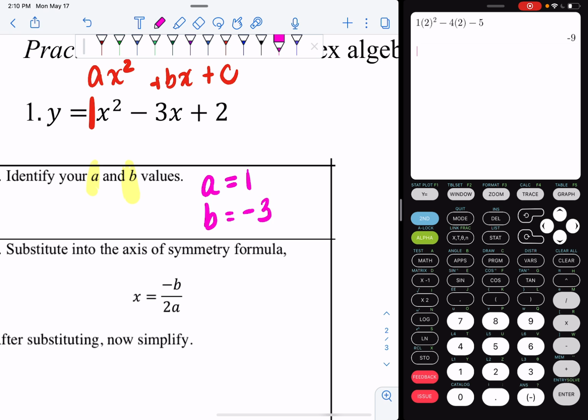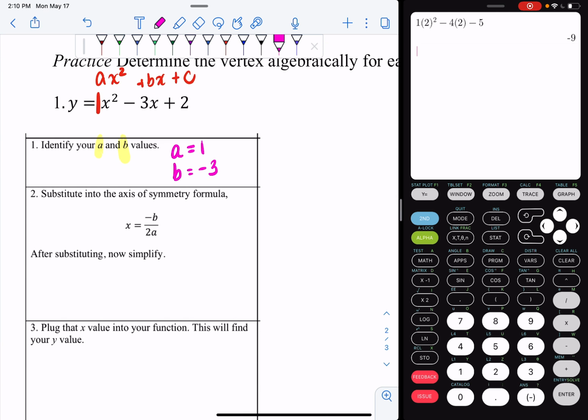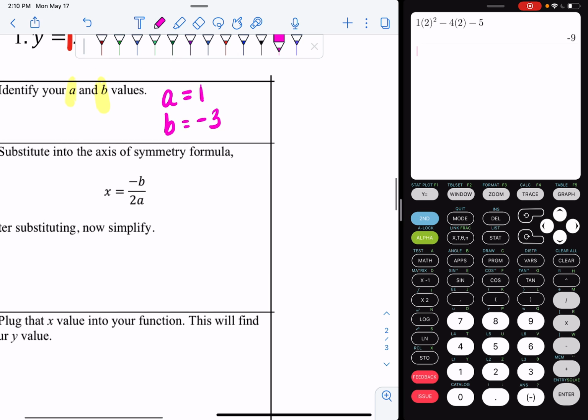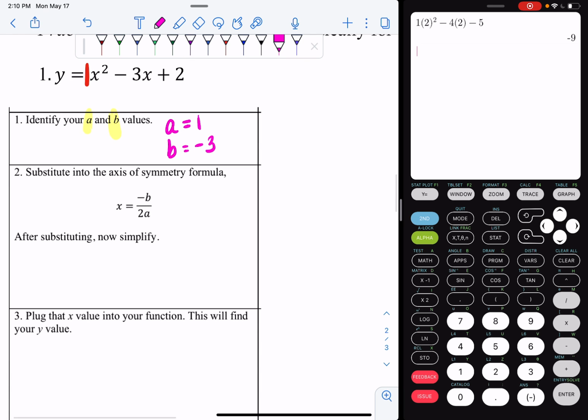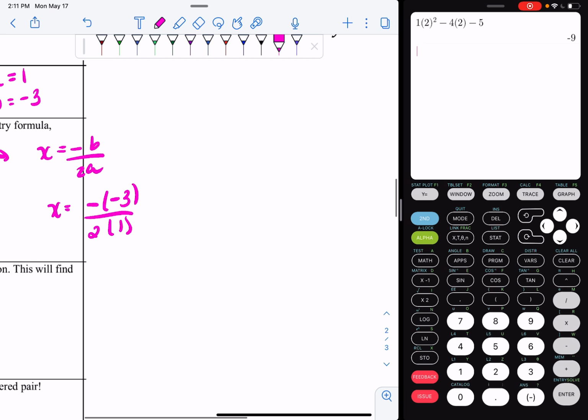So now we substitute into the axis of symmetry formula, which is x equals negative b over 2a, and then after substituting, we simplify. So I know it's x equals negative b over 2a, and we said our b value is negative 3, so I have x equals negative 3 over 2 times my a value of 1. What's the negative of a negative 3? 3.